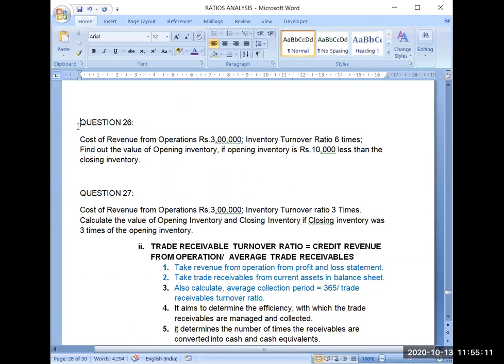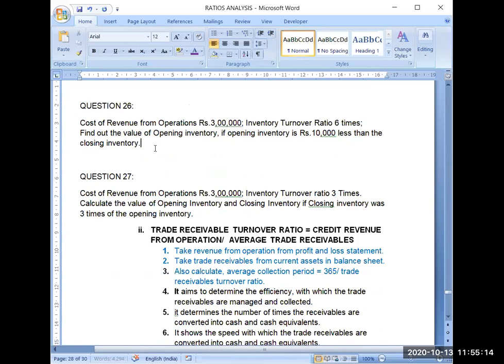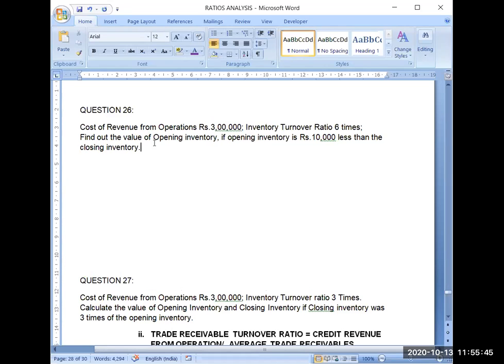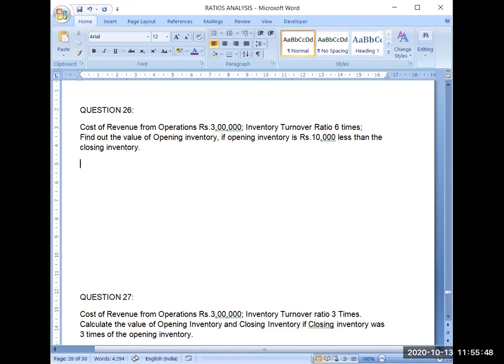Now coming to question number 26. Cost of revenue from operations is given, 3 lakh. This time cost of revenue from operation is given. Inventory turnover ratio is also given. So out of 3 variables in the formula, 2 variables are given. So one we can calculate, that is average inventory. Find out the value of opening inventory if opening inventory is rupees 10,000 less than the closing inventory. So it is almost the same question. So we will start in the same manner.